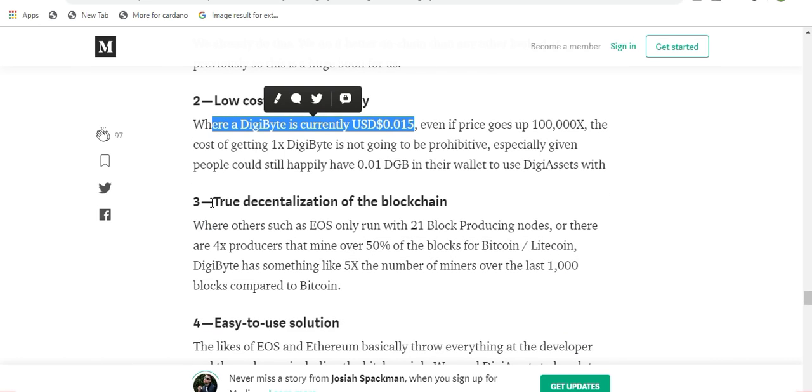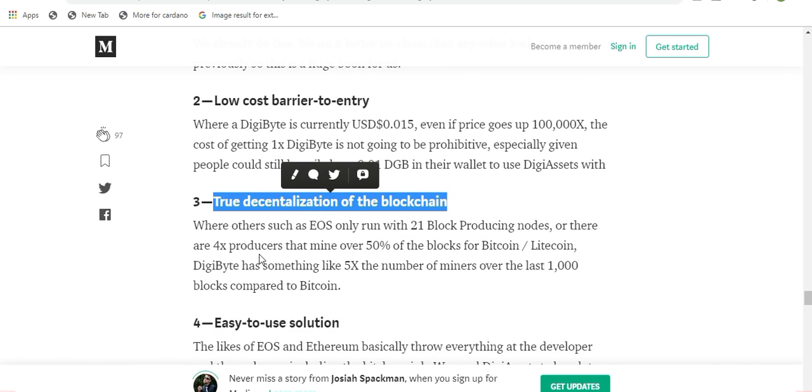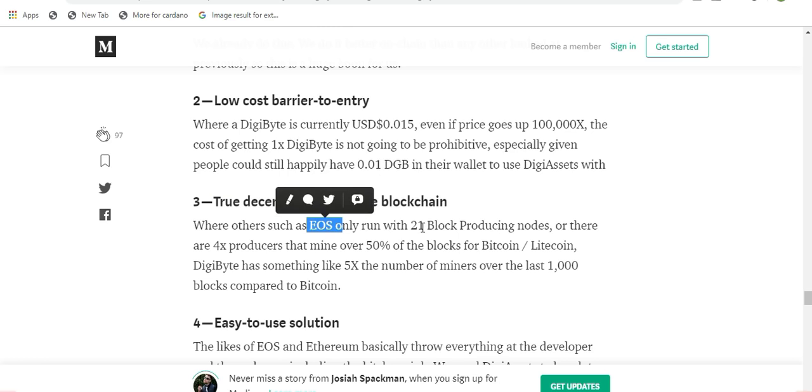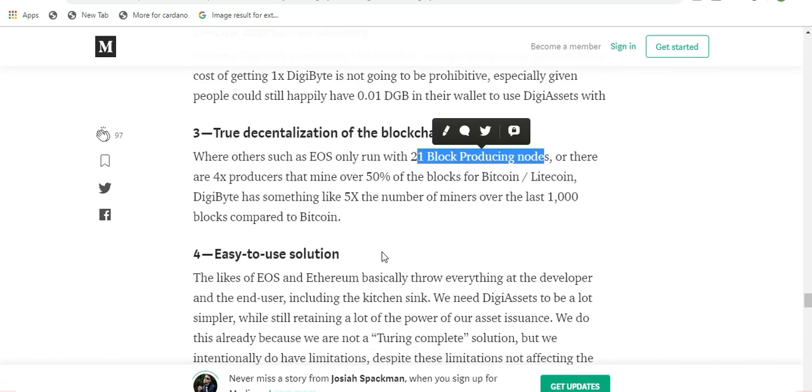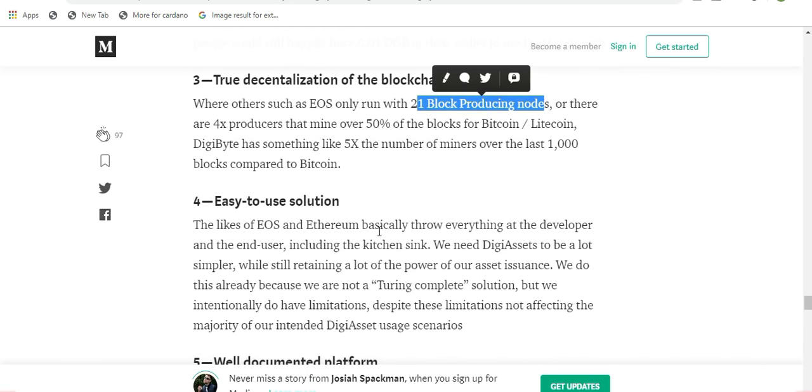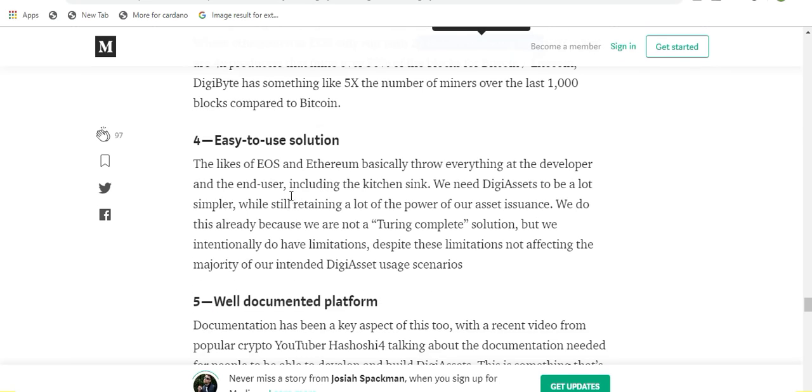So 3, true decentralization of the blockchain, where others such as EOS only run with 21 block producing nodes, or there are 4 producers that mine over 50% of the blocks for Bitcoin and Litecoin. DigiByte has something like 5 times the number of miners over the last 1,000 blocks compared to Bitcoin. So the network is truly decentralized, spread over 200,000 different nodes.